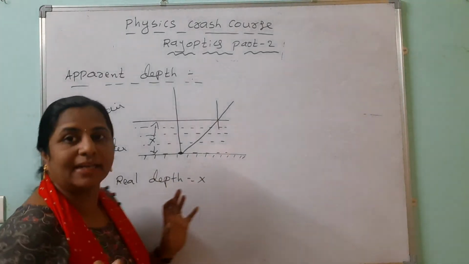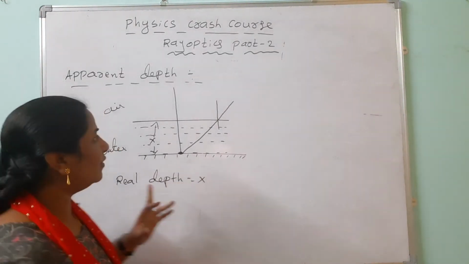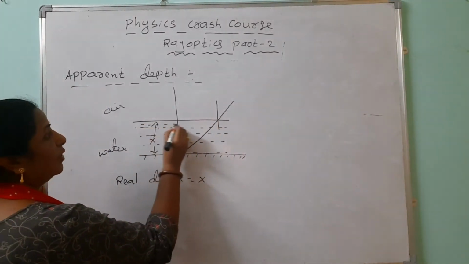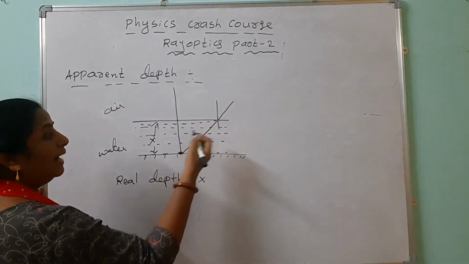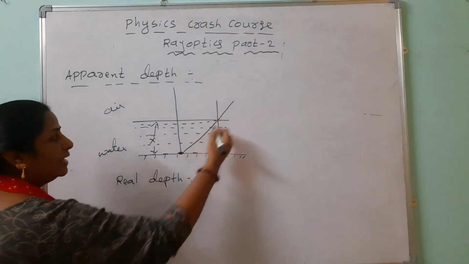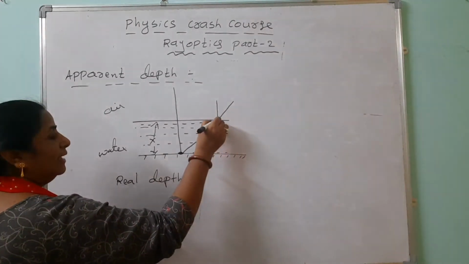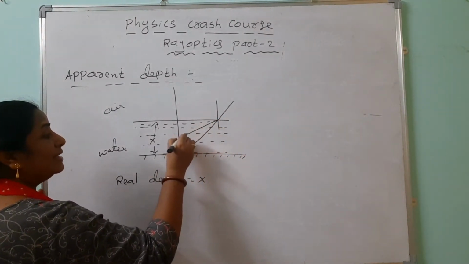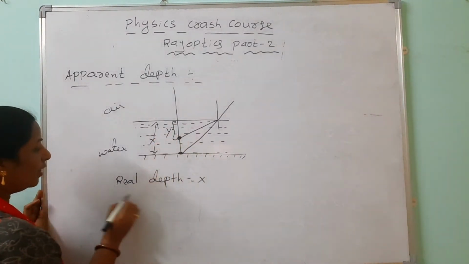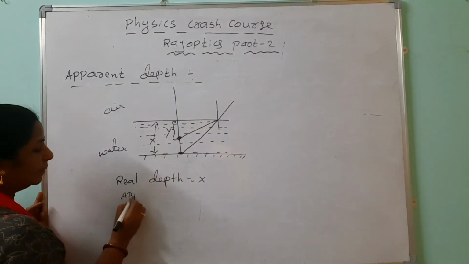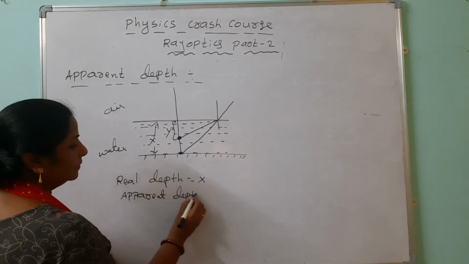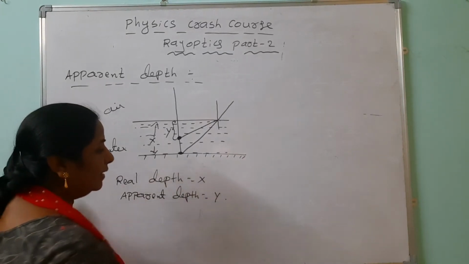But practically, whenever we look, this is the air and this is the water. Then light bends. If there is no medium, it has a straight-line path, but here it bends, and you can see the floor here. Here y is called the apparent depth. That is represented by y.